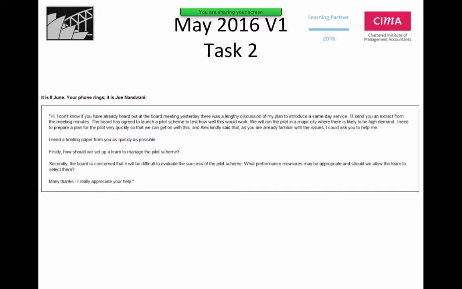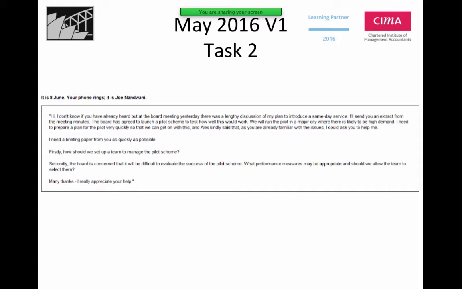And the examiner is asking, I need a briefing paper from you as quickly as possible. First, how should we set up a team to manage this pilot scheme? It's on a pilot scheme, a team, so they're asking about the team dynamics. Secondly, the board is concerned that it will be difficult to evaluate the success of the pilot scheme. What performance measures may be appropriate?